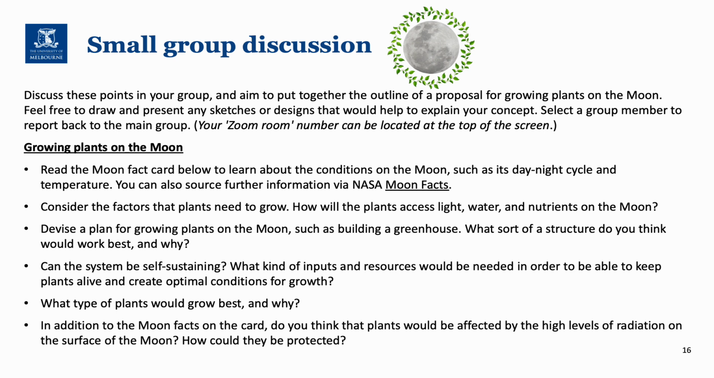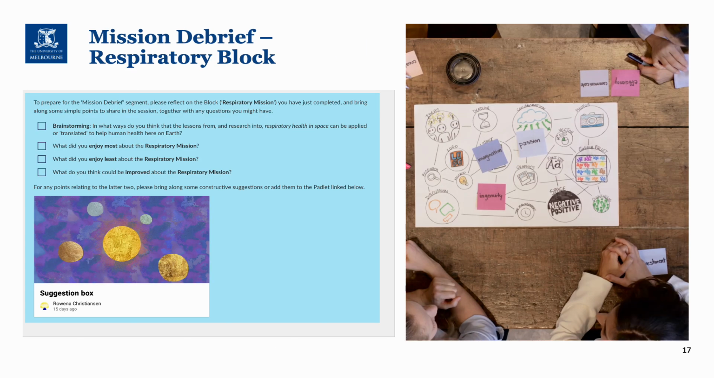There are a number of questions and considerations there for you to think about, and the idea is to discuss these points in your group and aim to put together the outline of a proposal for growing plants on the moon. Feel free to draw and present any sketches or designs that would help to explain your concept, and then select a group member to report back to the main group.